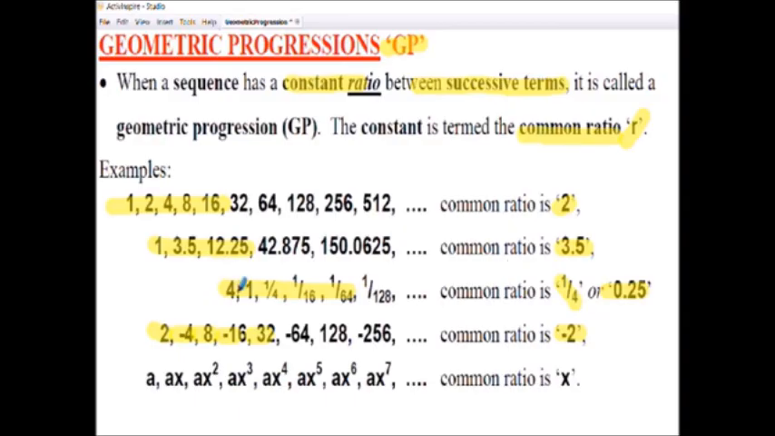And in terms of algebra, the series a, ax, ax squared, ax cubed, the common ratio there is x. Each term is multiplied by x to get the next term. a times x is ax, times x is ax squared, and so on.